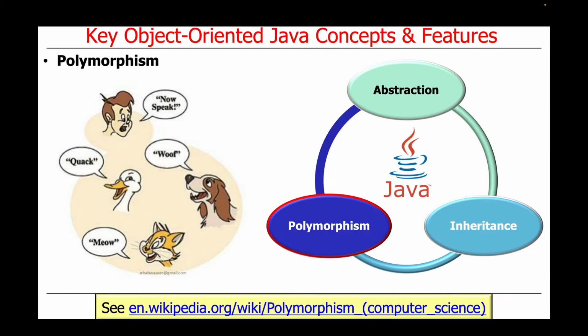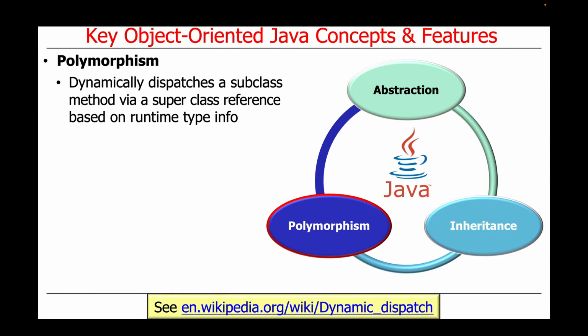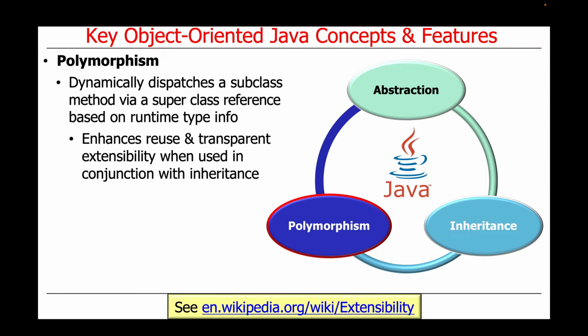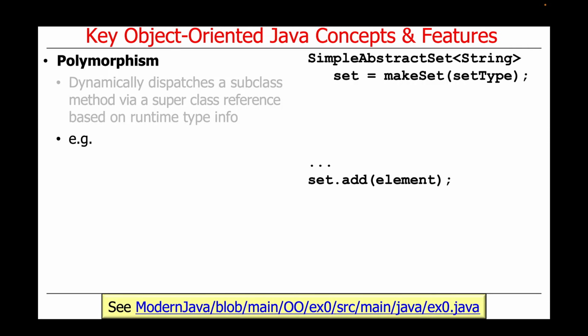We're now going to talk about the third concept and feature supported by object-oriented Java, that of polymorphism, which is a Greek word that means many-shaped. In the context of Java and object-oriented programming, polymorphism involves dynamically dispatching a subclass method via a superclass reference based on runtime type information. And this is very beneficial because it enhances reuse and transparent extensibility when used in conjunction with inheritance, which we just talked about. Let's take a look at an example. This example, of course, also comes from our case study EX0 we'll look at later in more detail.